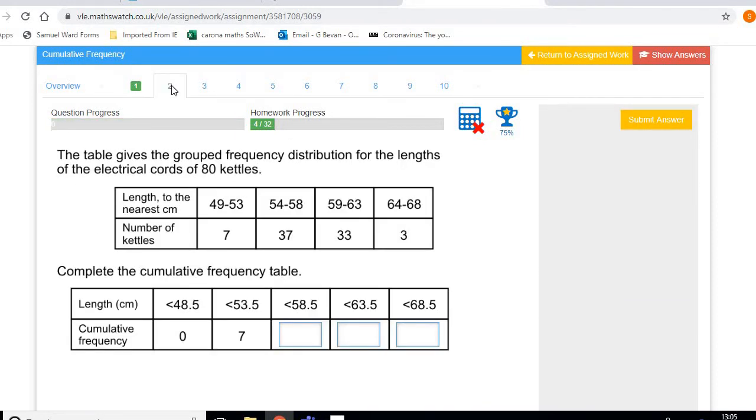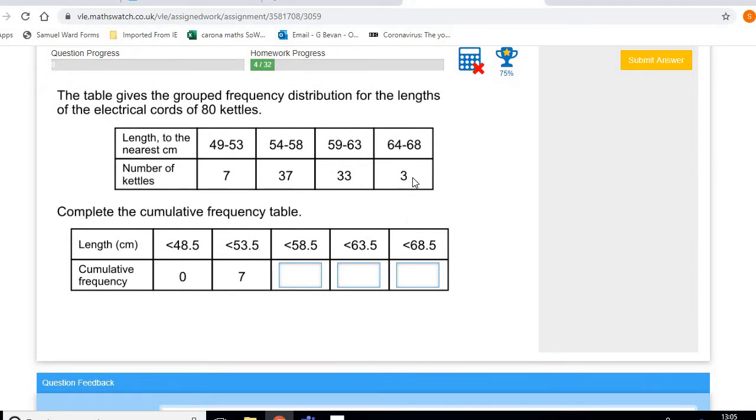Okay, so question 2. This is fairly straightforward. This is just cumulative frequencies, so this is adding up the frequencies. To get this 0, well, 0 obviously is below 49 to 53, so there was nothing. And then the next one, 49 to 53, means that it's going to be less than 53.5. If it was more than 53.5, it would go into this one because it would round up. So less than 53.5 is this 7.